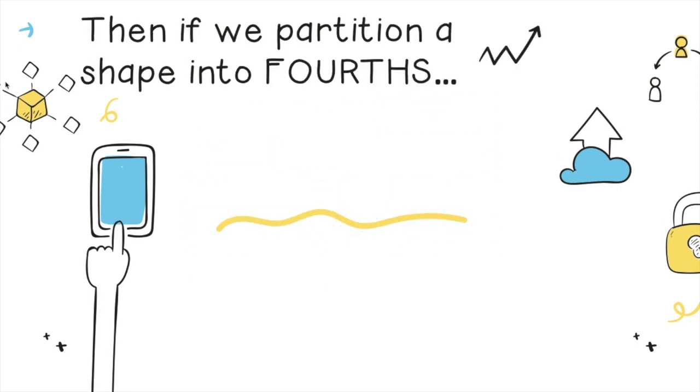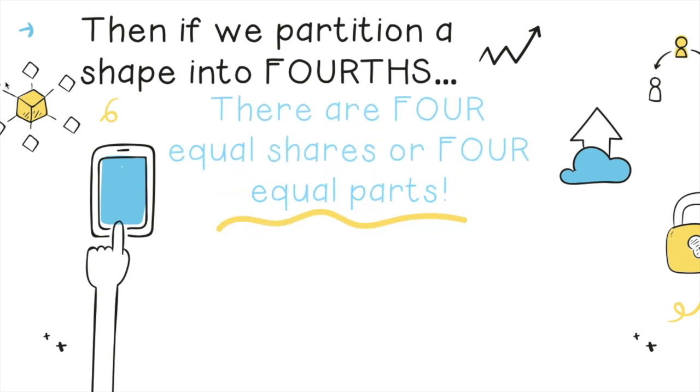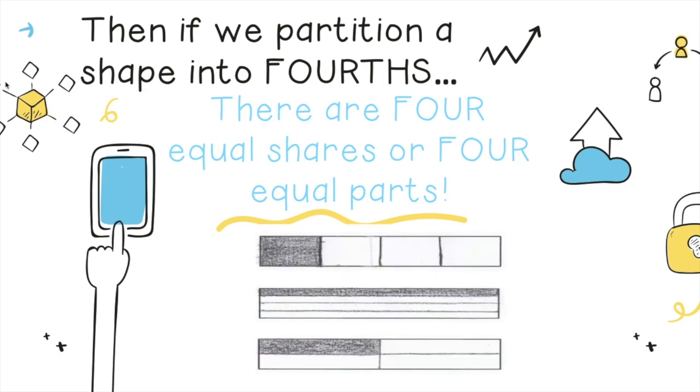So then if we partition a shape into fourths, there are 4 equal shares or 4 equal parts. Same thing, but if fourths is 4 parts, thirds is 3 parts. And then these are all rectangles, and these are all different ways to partition a shape into fourths if you have a rectangle. So the first one shows vertical lines, and that's one way to do it. The second rectangle is all horizontal lines, and then the last rectangle is a horizontal and a vertical line.